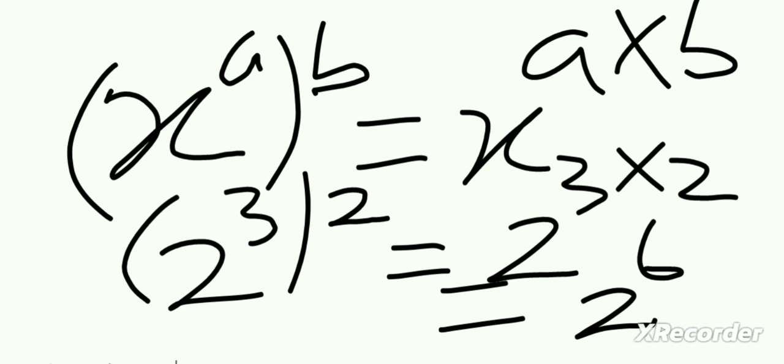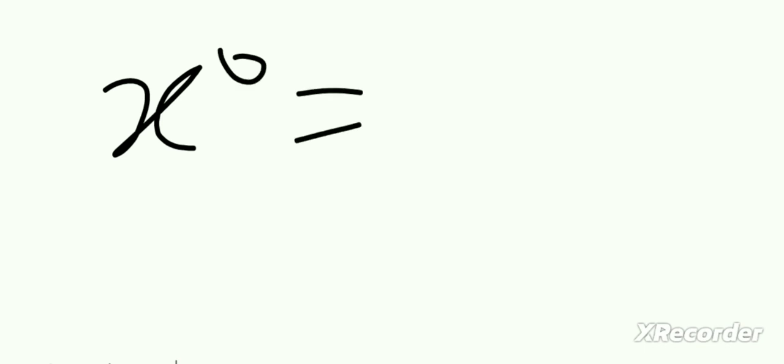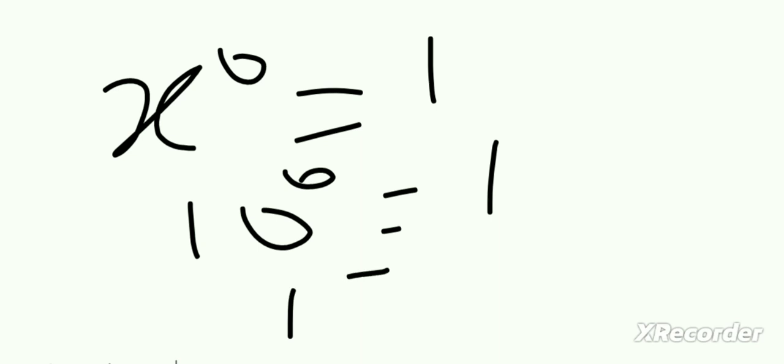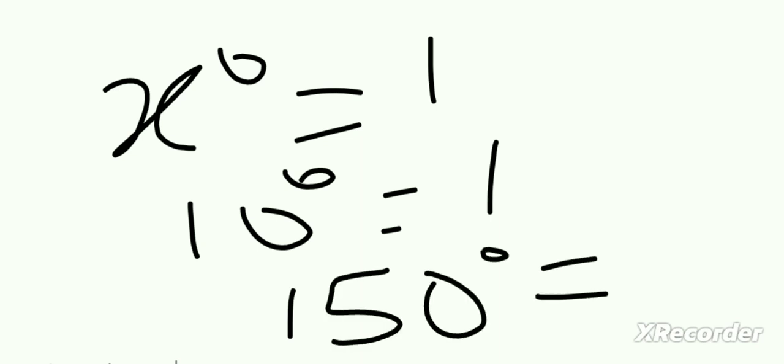Now, the next law of indices is the zero index law. The zero index law states that any number to the power of 0 is 1. 10 to the power of 0 is 1, 100 or 150 to the power of 0 is 1. Any number to the power of 0 is 1. The next law is the negative index law.